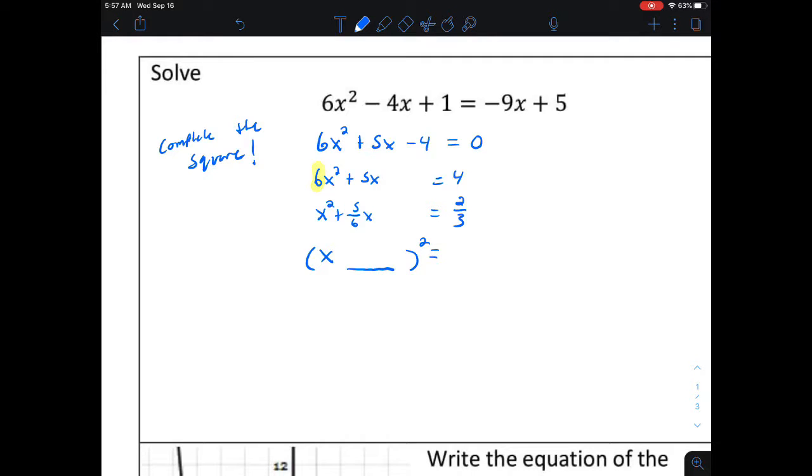Now, to figure out what goes in here with the x, you're going to half that number in front of the x. So divide that by 2. That makes plus 5 over 12. You're then going to square this number, put it back onto this line here, which is going to make plus 25 over 144. Now, because I put that number on the left, I have to put that number over here on the right. And the right-hand side is going to become 121 over 144.